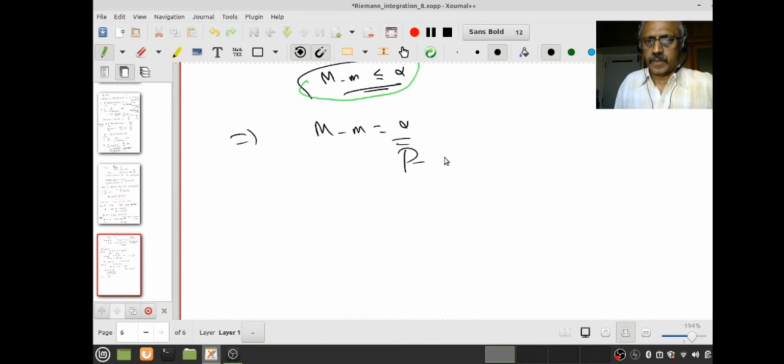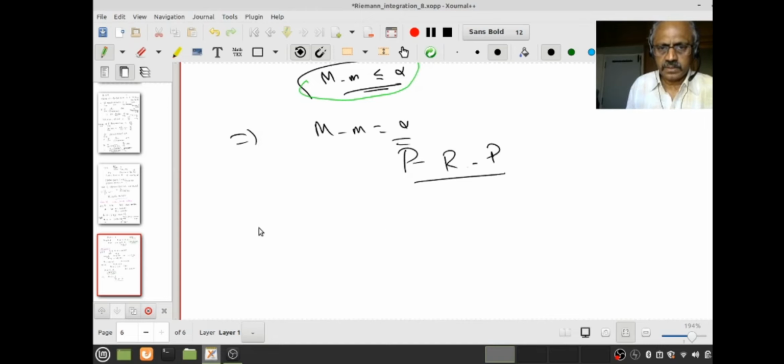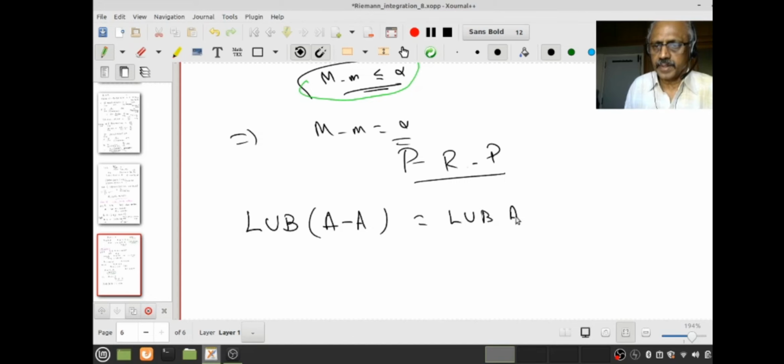Okay, pause, review, proceed. So, what have we shown now? Let us again do that. LUB of A minus A is LUB of A minus GLB of A. This is a very crucial thing which you have observed.